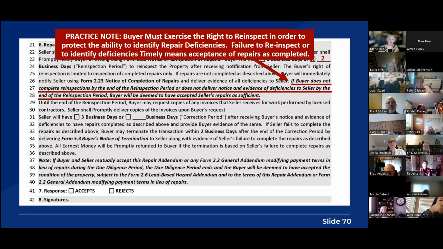If the buyer does not complete the re-inspections by the end of the re-inspection period, or does not deliver notice and evidence of deficiencies to the seller by the end of the re-inspection period, the buyer will be deemed to have accepted the seller's repairs as sufficient. Keep that in mind. If they do nothing and the clock ticks off and it's 5:01 on day 2, they accepted it. So it's really important that you understand your timelines here to make sure that they are going and having the reinspection done.